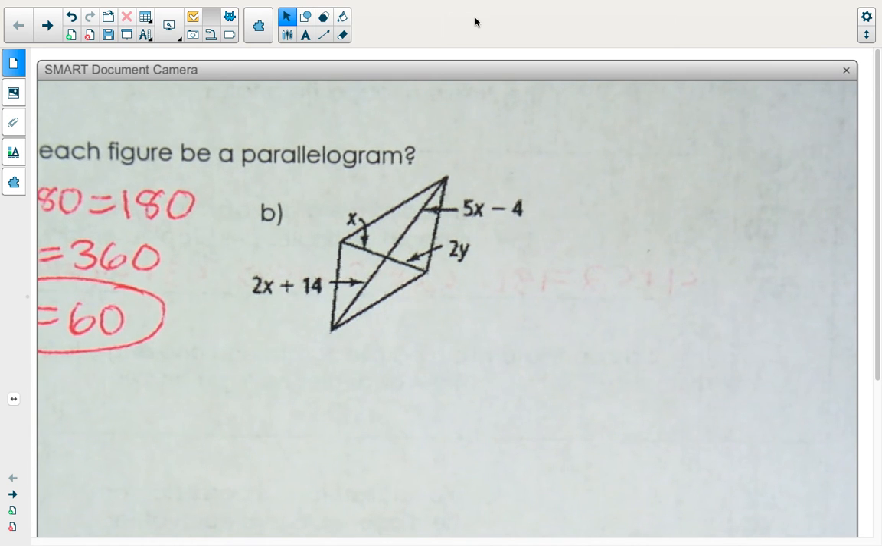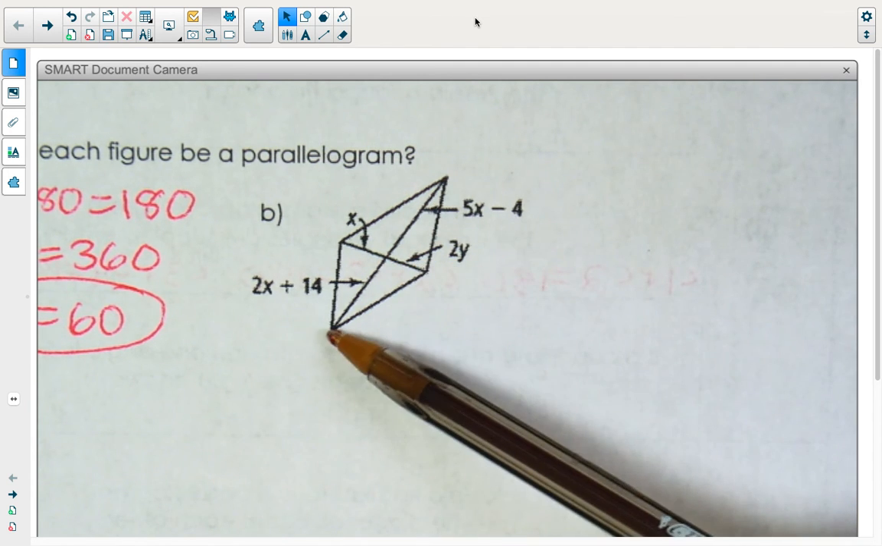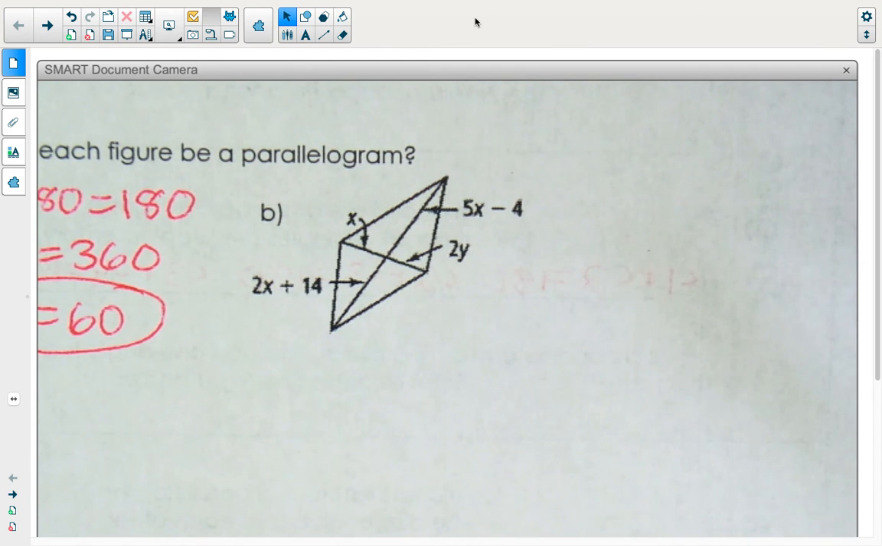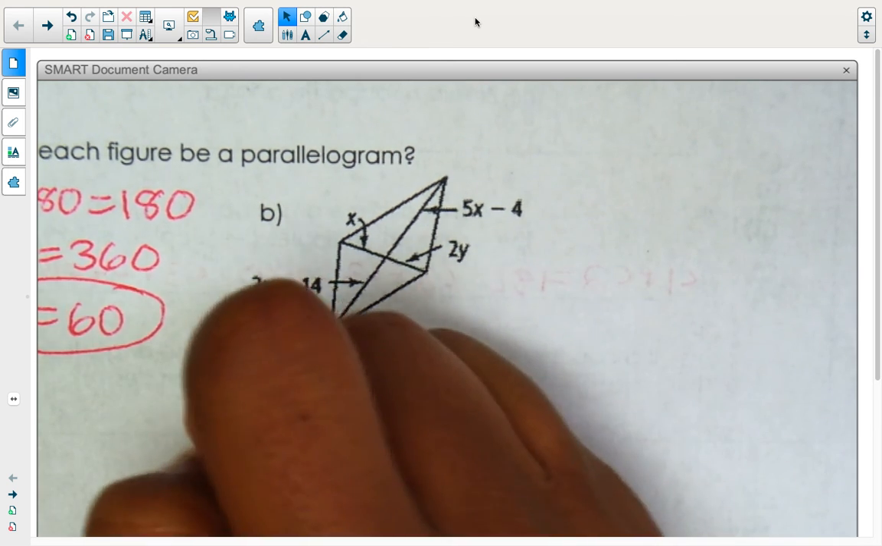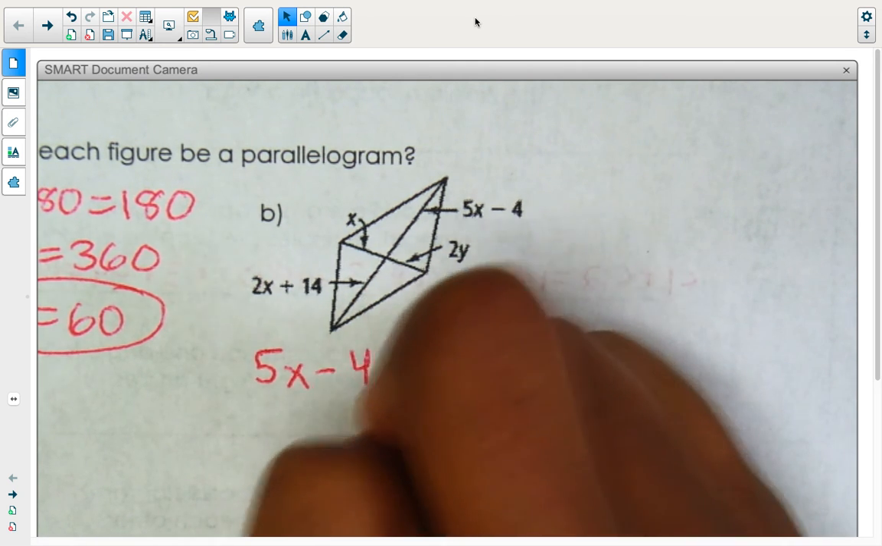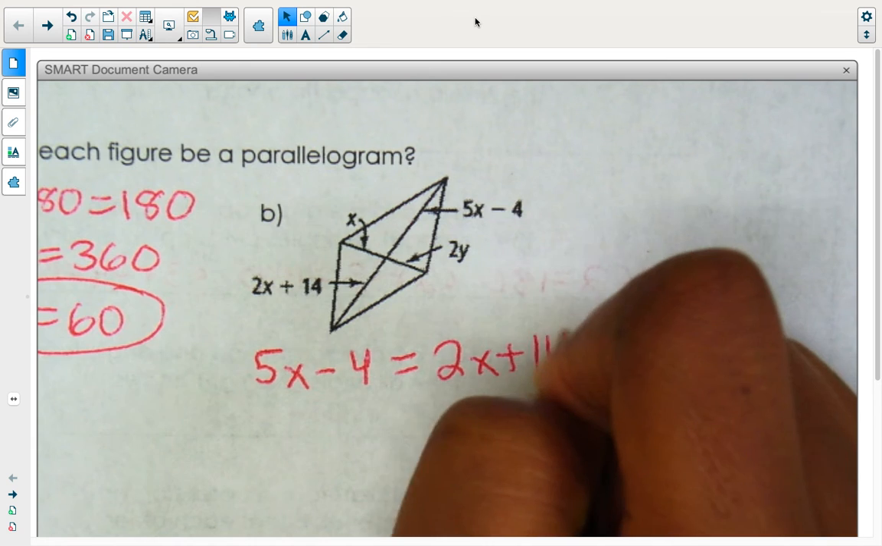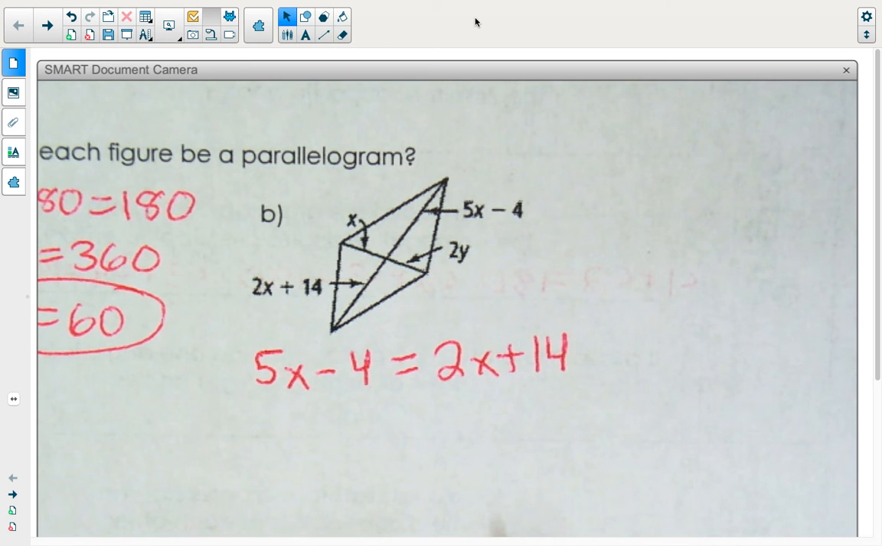Okay, so we got some different things going on here. They're pointing to the different segments that it's equal to. I know that 5x minus 4 is equal to 2x plus 14. So that's one of the things that we took a look at on the front of our paper. If a quadrilateral is a parallelogram, the diagonals bisect each other. So diagonals bisect each other. When you bisect something, that means it's congruent. So two congruent parts. So 5x minus 4 is equal to 2x plus 14. We've been solving equations for a while. Subtract 2x from both sides. Add 4 to both sides. 18 divided by 3, I got 6.